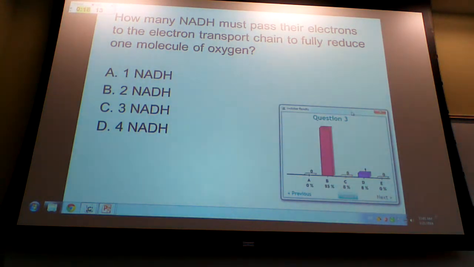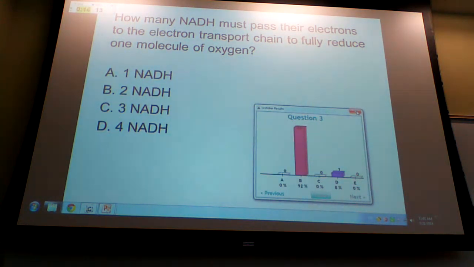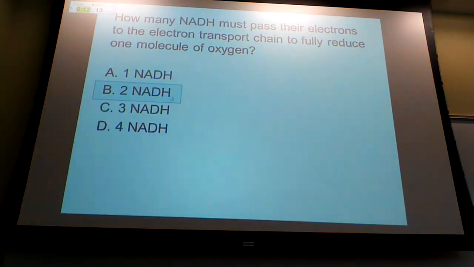Okay. 2 is correct. Okay. So how many electrons per NADH? 2 electrons. And how many cytochrome C did I need to reduce a molecule of oxygen? 4. So I need 4 electrons, so I need 2 NADH to reduce more oxygen.